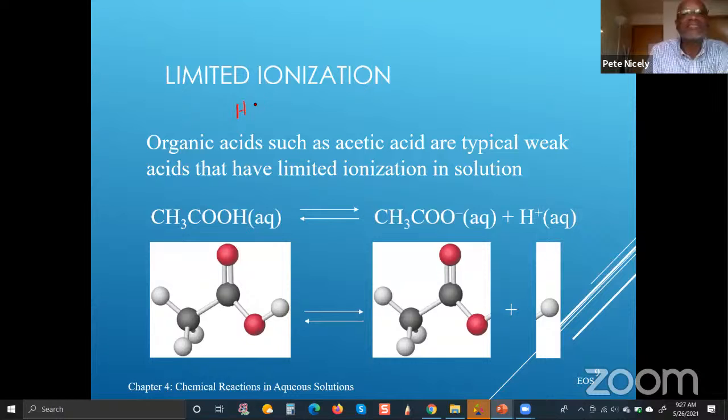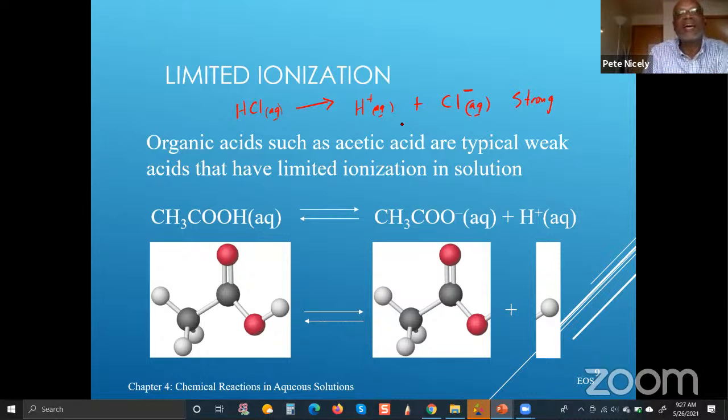Like hydrochloric acid, all right? When that undergoes dissociation, the dissociation will be complete. So therefore, this is what's going to happen. All right? So this is a strong dissociation because hydrochloric acid is a strong acid.